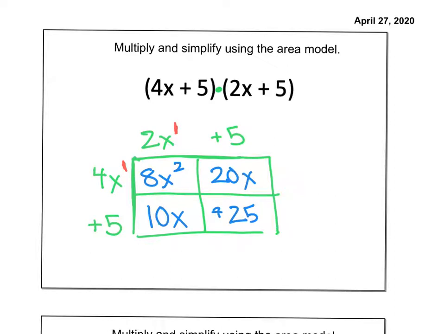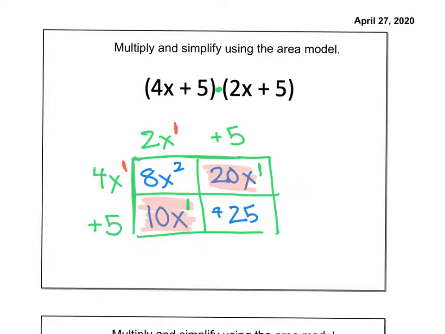So now I look at my cells. Do I have any like terms? I absolutely do. This 10 has an x to the first power behind it, and the 20 has x to the first power behind it. I can't include the 8x squared because that x has an exponent of 2. These both have exponents of 1. Remember that invisible math right there? So those are like terms because they have the same exponent.